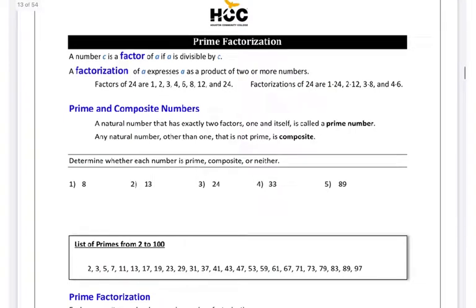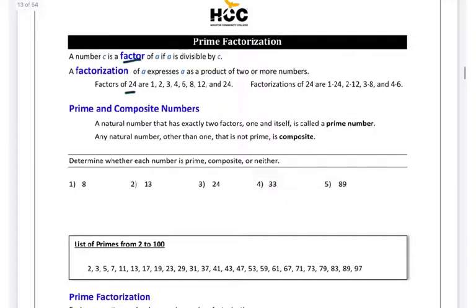So the next bit that we're going to discuss is prime factorization, and this section starts off with talking about what a factor is. It says a number C is a factor of A if A is divisible by C. It's a little confusing. Let's keep reading. A factorization of A expresses A as a product of 2 or more numbers. Okay, so I always feel like the abstraction of math doesn't make sense initially, but when you see an example, it tends to make sense. And so what are factors?